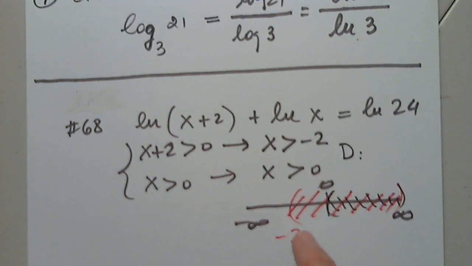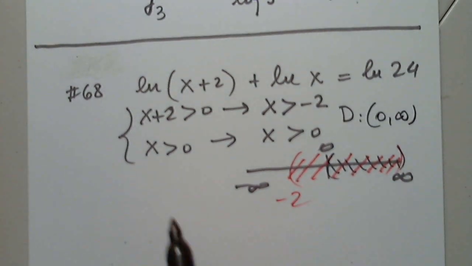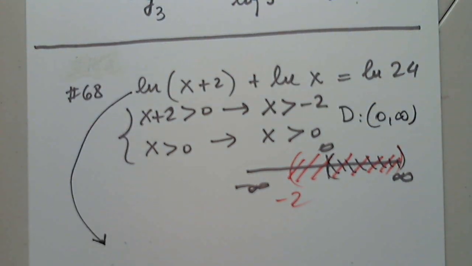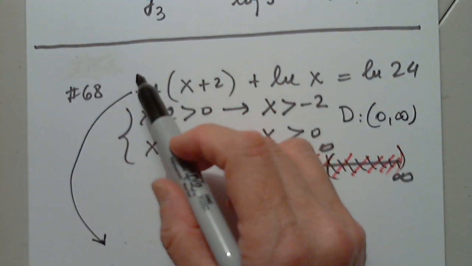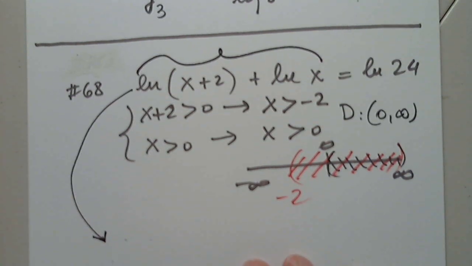Here, none of them does. Here, only one of them. Here, both. So that is the correct answer. Very good. Thank you very much. 0 to infinity. Now we have to condense this. We cannot proceed if we do not condense this. How do we condense it?